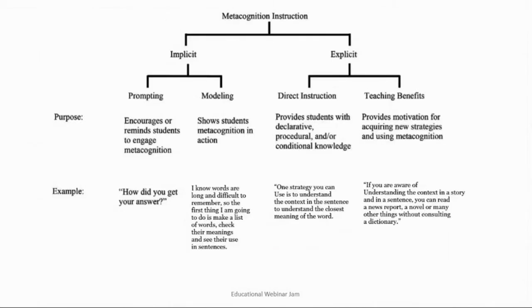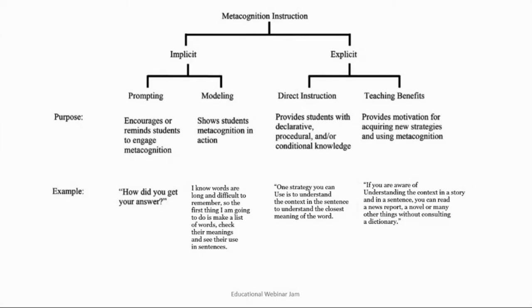So this is another example here of implicit and explicit methods. So prompting, modeling, direct instructions, and teaching benefits. One example is like the teacher can initiate the process of thinking for students by asking the right questions. How did you get your answer? So the student can answer, I know words are long and difficult to remember. So the first thing I'm going to do is to make a list of words. Check their meanings and see their use in sentences. This is what students are saying.